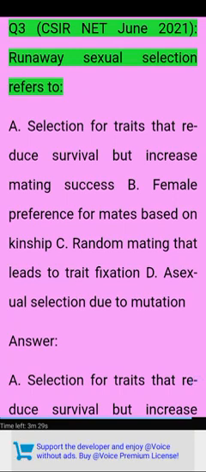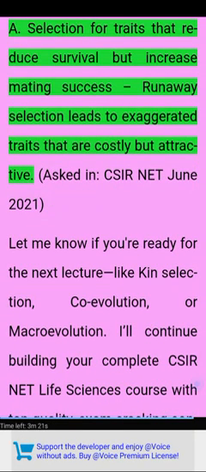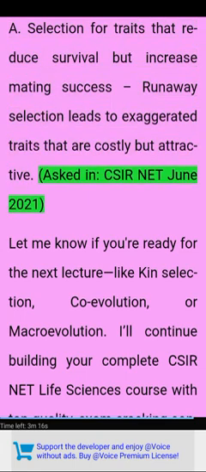Q3, CSIR NET June 2021. Runaway sexual selection refers to selection for traits that reduce survival but increase mating success. Runaway selection leads to exaggerated traits that are costly but attractive. Asked in CSIR NET June 2021.